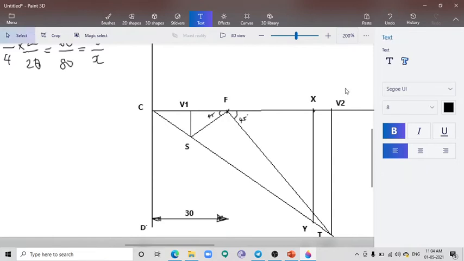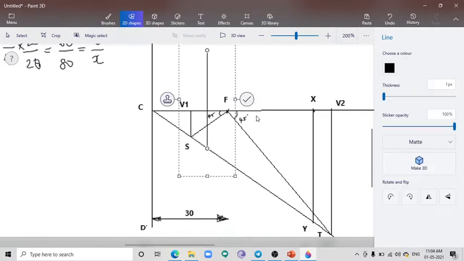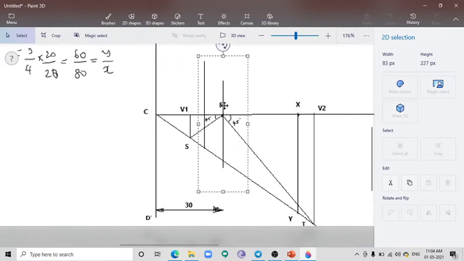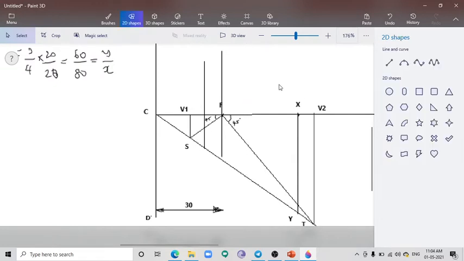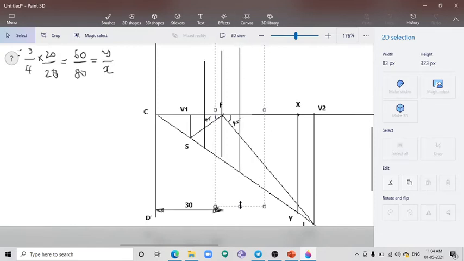Okay. So after that, we have to divide the distance between V1 and V2 into n equal halves, and the distance between each division should be 10 mm. The fourth division.